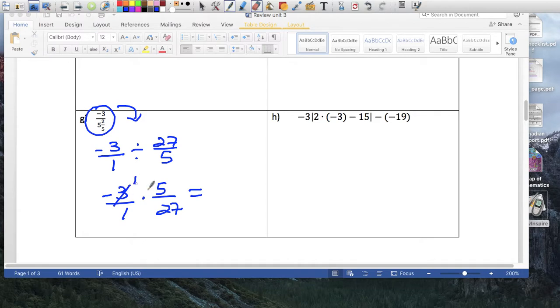I can simplify a few things. 3 divided by 3 is 1. 27 divided by 3 is 9. A negative times a positive is a negative. 1 times 5 is 5. And 1 times 9 is 9. Final answer is negative 5 ninths.